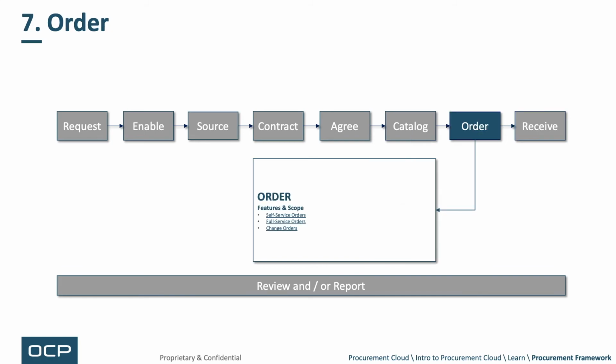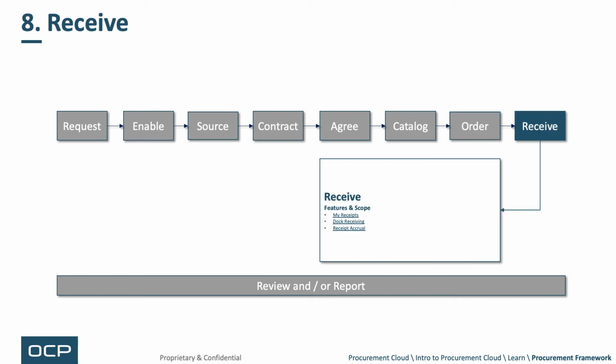Obviously, purchase order, self-service, full service, change orders. And then lastly, receipts, my receipts, which is more of a desktop receipts or doc receipts. And then as well, some variation of receipt accrual, depending on how your business rules or the organizational business rules relate to a specific deployment.